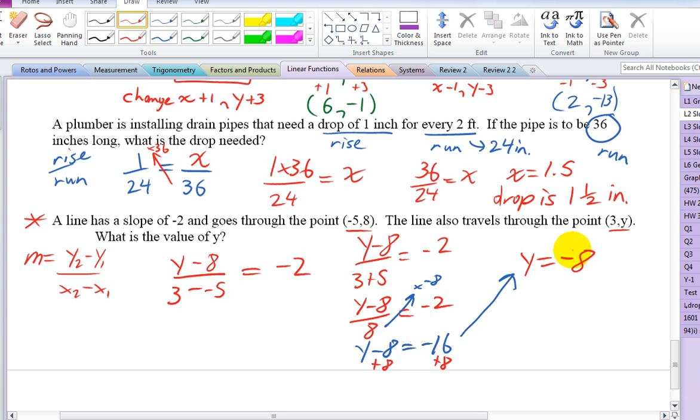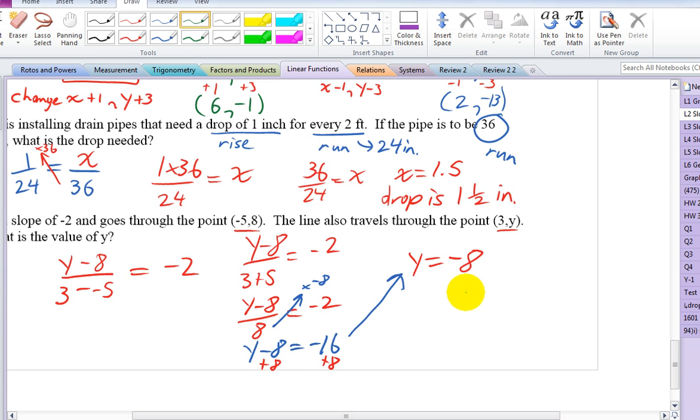Now you could also, I'll just show you in green, you could also say y minus 8 over 8 equals 2 over 1, and you kind of may guess and check if you're really stuck. Okay, but I don't really recommend that. But just to let you know, oh, that's -2 over 1, by the way.